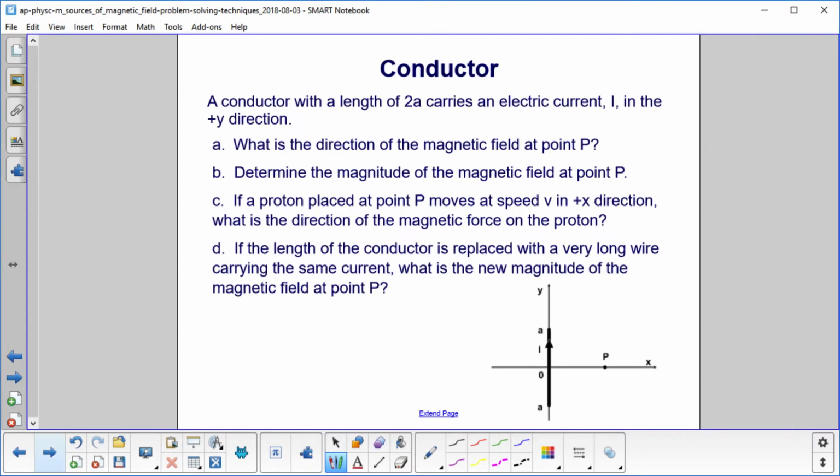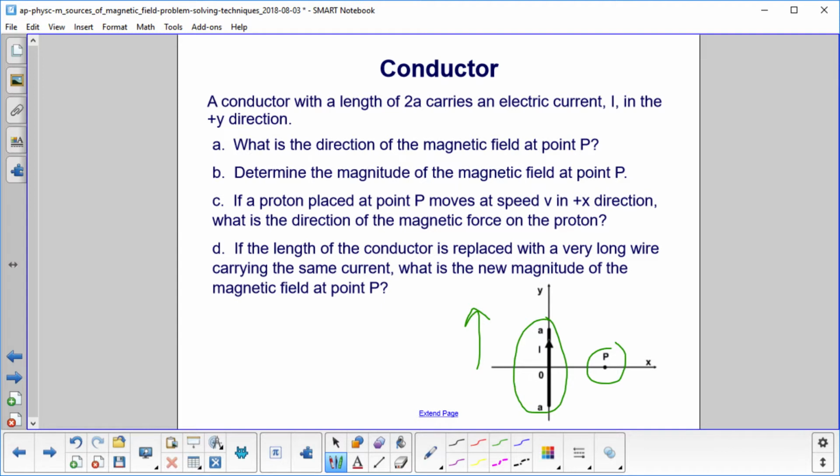A conductor with a length of 2a, and we show that down here. Here's the conductor. It carries an electric current I in the positive y direction. What is the direction of the magnetic field at point P? Determine the magnitude of the magnetic field at point P.